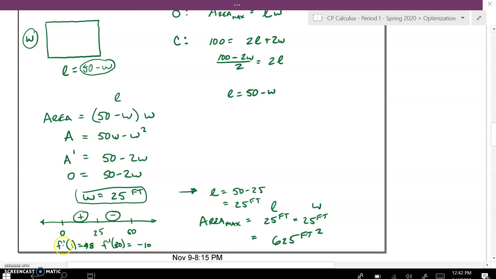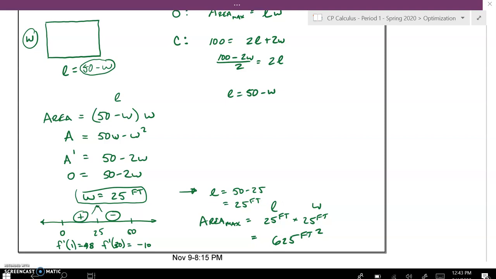I test points in the first derivative on either side. And when I do that, you'll see the numbers I get there. See that it's increasing as I approach 25 and decreasing as I come away from it. So increasing to decreasing gives me a location right there at 25 where I have a relative max, which is what I'm looking for. I'm trying to maximize the amount of area for this garden.